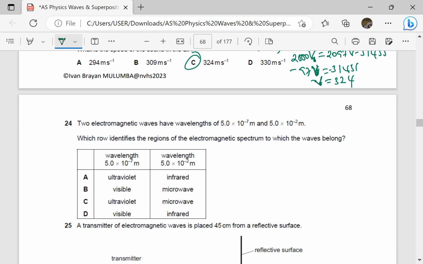Two electromagnetic waves have wavelength 5 exponent negative 7 and negative 2 meters. Which row identifies them? Negative 7 is visible spectrum, so we ignore ultraviolet, and then negative 2. We have microwave and infrared. Infrared is approximately negative 4, negative 5, so the answer is going to be B.